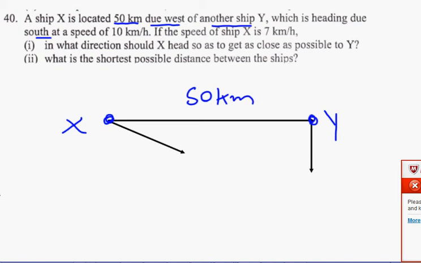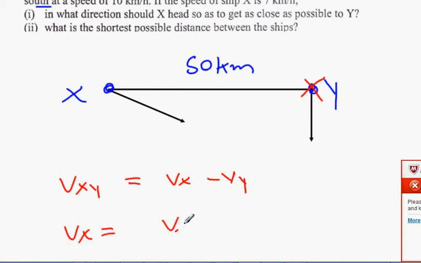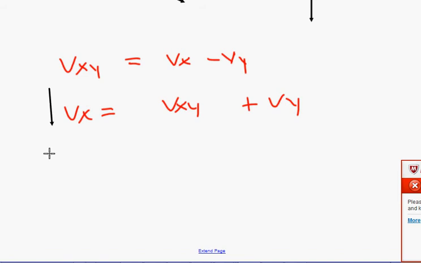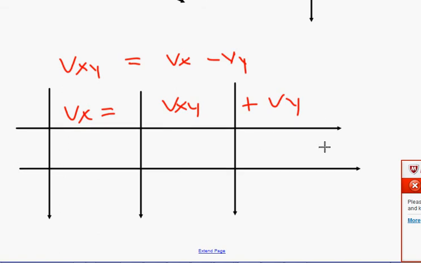Now, unlike previous questions, we're going to choose which one to fix to the spot. I'm going to fix Y to the spot. No reason, you can fix either one of them to the spot. I'm going to write down v_XY equals v_X minus v_Y. And then I'm going to do what I usually do. We're going to get v_X on its own equals v_XY plus v_Y. Now, upon completion of that, I'll do my table: 1 and 2, magnitude and direction.